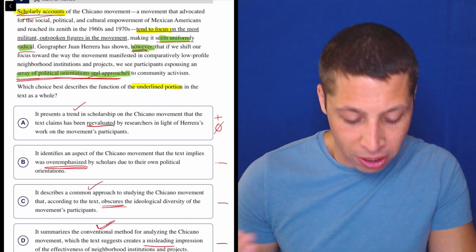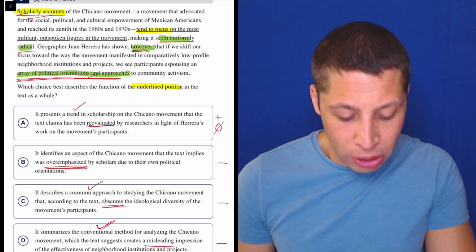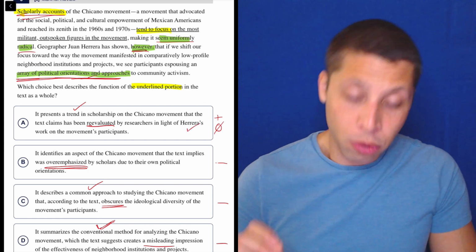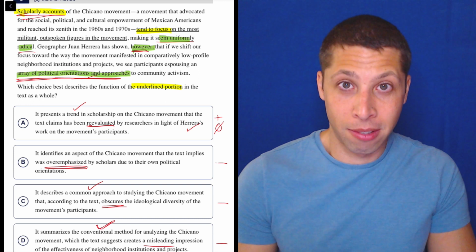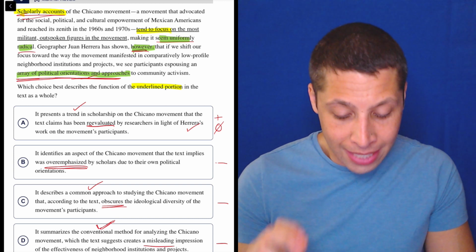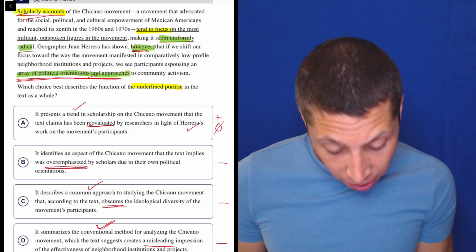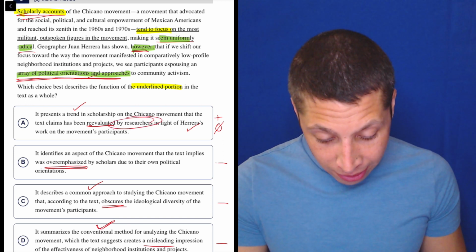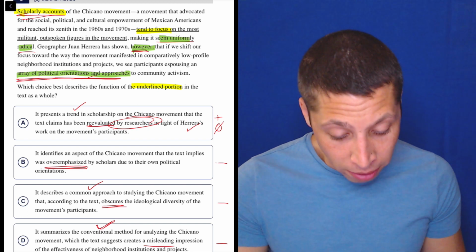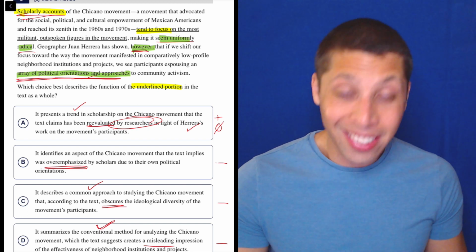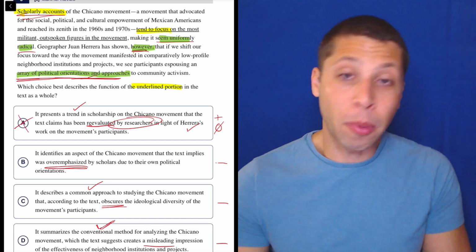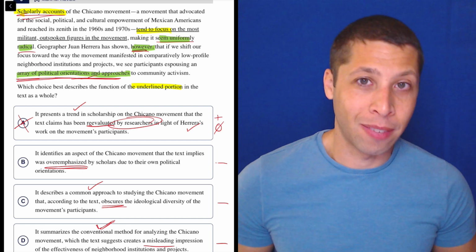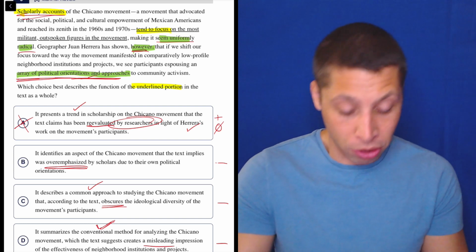It presents a trend in scholarship, blah, blah, blah, that has been reevaluated by researchers in light of Herrera's work on the movement's participants. Well, Herrera's work has certainly changed things, but maybe only for Herrera, right? Does it say that other researchers have also reevaluated things? It doesn't say that. Herrera says that we should shift our focus, but it doesn't say other people agree with him. So this is bringing in people who are not involved, right? So this might be true, but I have no evidence of this. I really need to have other researchers involved here.